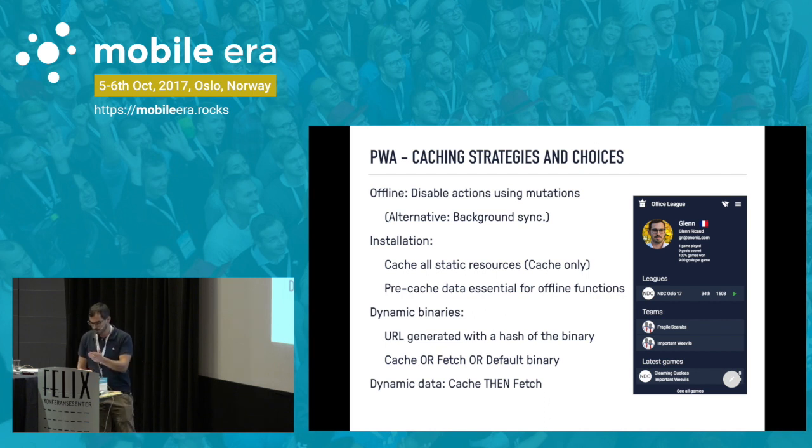When our application is offline, we disable everything using mutation, so create, update, delete. But we could have used background synchronization. So it's creating a task that will be run when you get back the connection. On the installation of our application, we cache everything that is static, so we don't need to fetch it after. But we also pre-cache all the GraphQL data that is essential to work offline. So once it's installed, it should work offline.